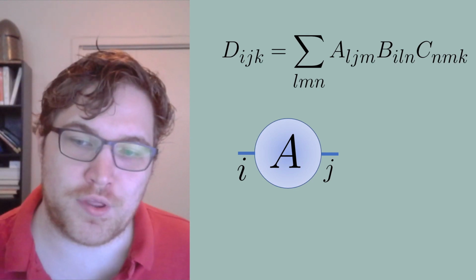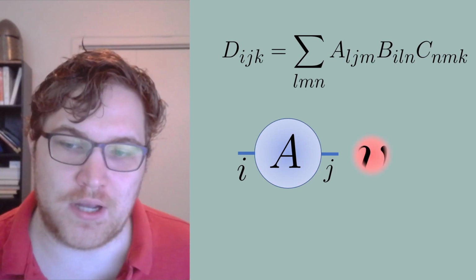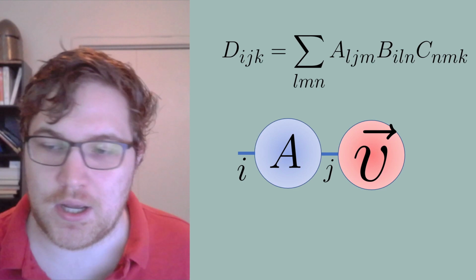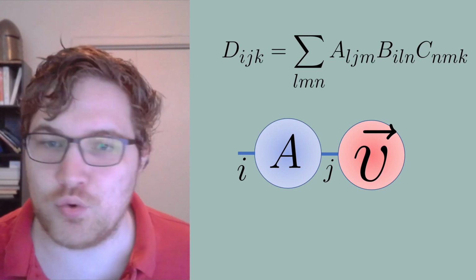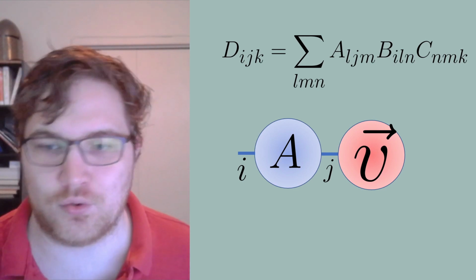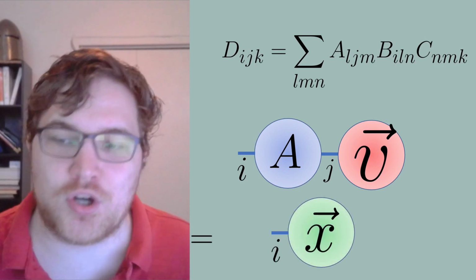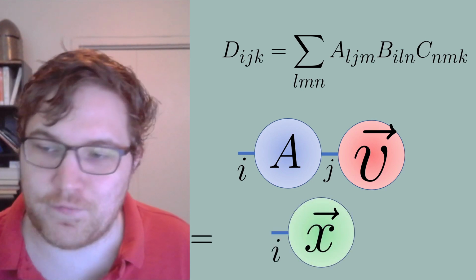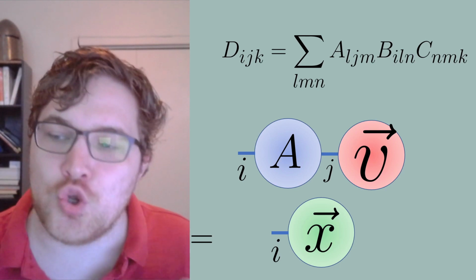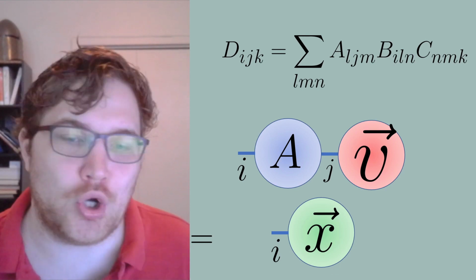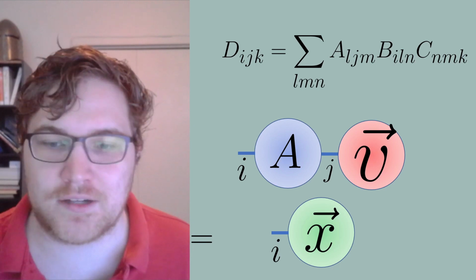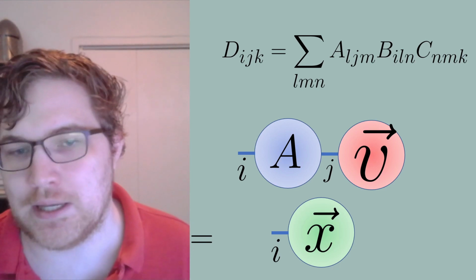From this picture, things like matrix to vector multiplication become immediately intuitive and self-explanatory. Connecting these two objects by a leg means that we are contracting that index specifically and forming a new object that we see below as the new vector x, which only has one index.